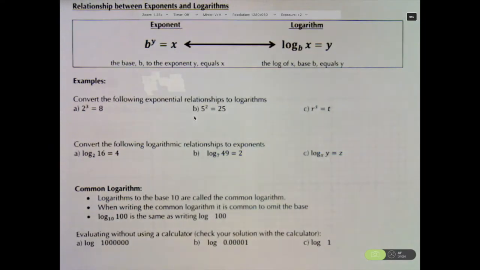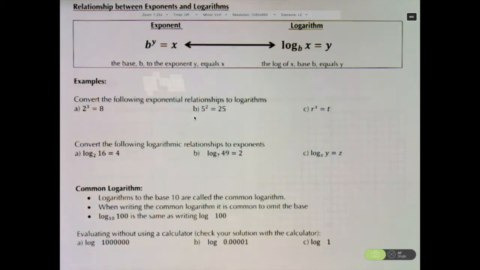All right, this is a video on the relationship between exponents and logarithms. At this point, hopefully you've been able to complete the investigation. In the investigation, we graphed an exponential function, 2 to the exponent x, and its inverse function. In this case, the inverse function has a specific name, and it's a logarithmic function. So in this video, we're going to look at how exponents and logarithms are related.